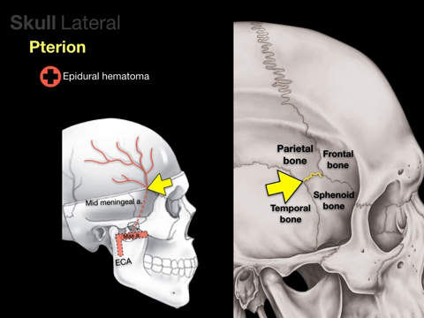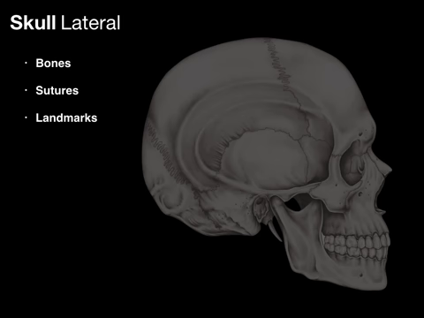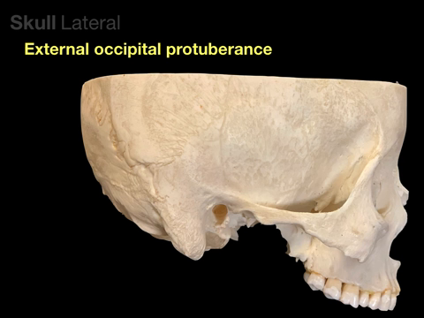So if you hit the pterion, deep to the bone is this little artery called the middle meningeal artery. Because of how thin the pterion area of the bone is, it could rupture and cause bleeding, separating the dura from the skull, forming an epi, meaning outside the dura mater, collection of blood. Epidural hematoma. All right, now let's talk about landmarks from a lateral view.